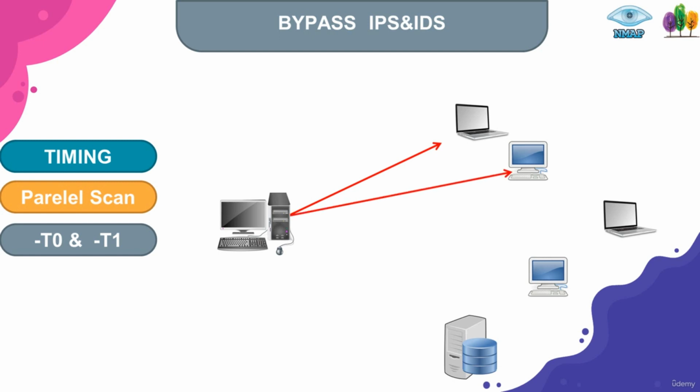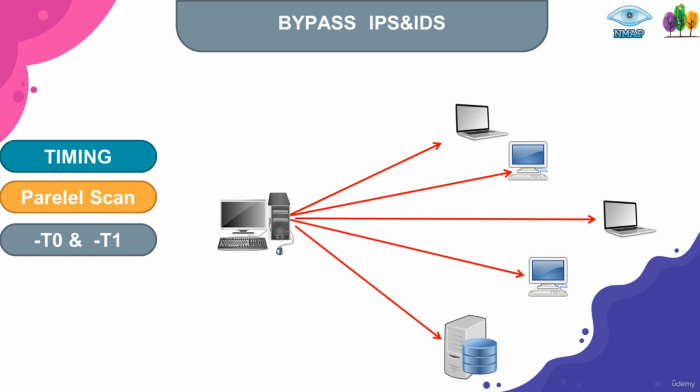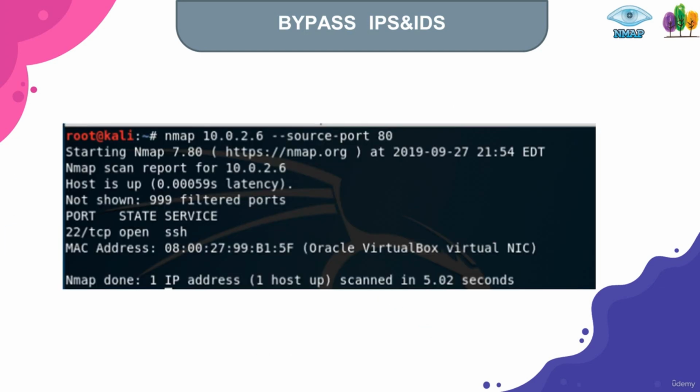Source port. So another method is to scan packets directly through a port with NMAP. We can make NMAP act as an HTTP service. Many IPS and IDS systems allow packets sent through port 80 to pass through. But NMAP must be used with the source port parameter.